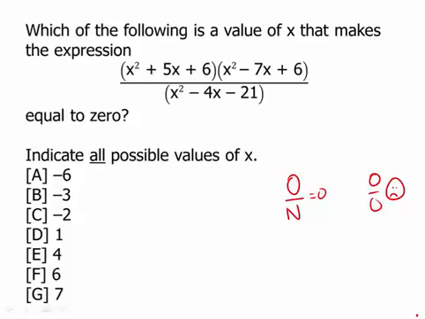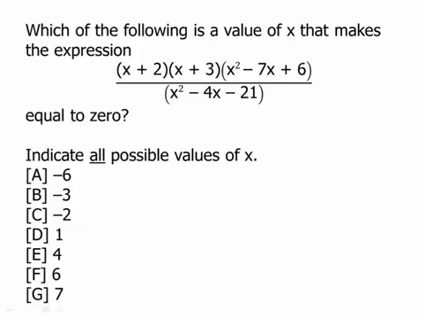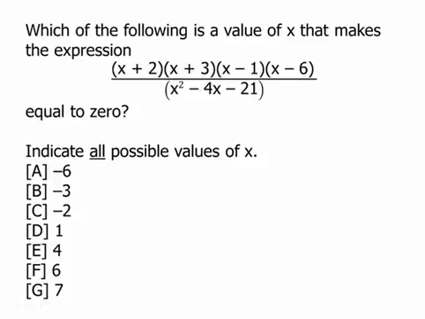Very important to realize. So we have to make sure that we're making the numerator 0 without making the denominator 0. And in order to figure that out, we're going to factor everything. So that first quadratic, x squared plus 5x plus 6, we have 2 times 3 is 6, 2 plus 3 is 5, so that factors into x plus 2 and x plus 3. The second, x squared minus 7x plus 6, well, negative 6 and negative 1 multiply to positive 6 and add to negative 7. So that's going to factor into x minus 6 and x minus 1.